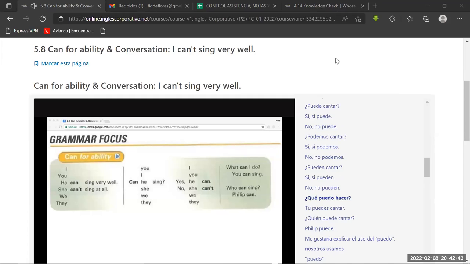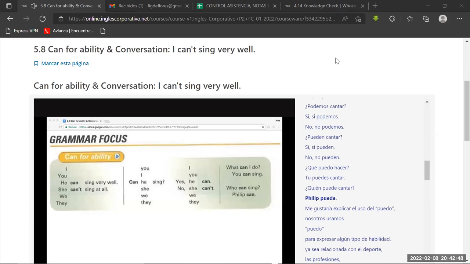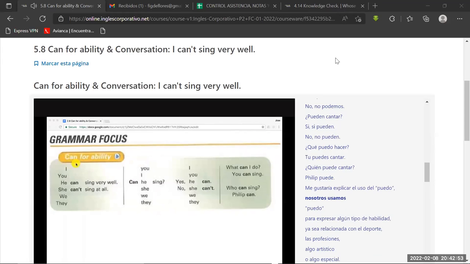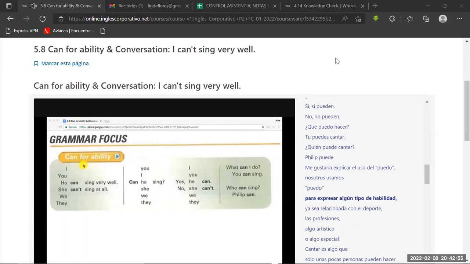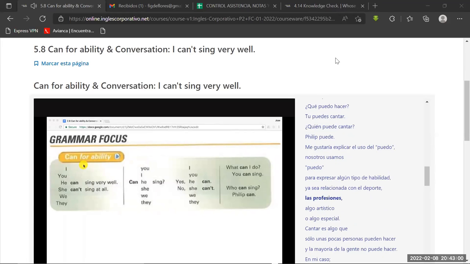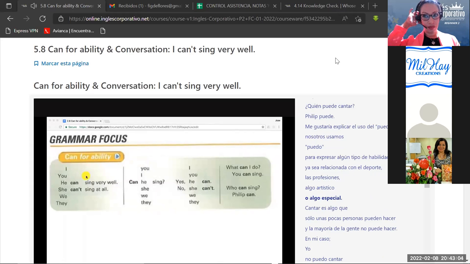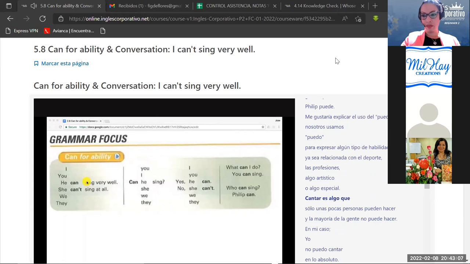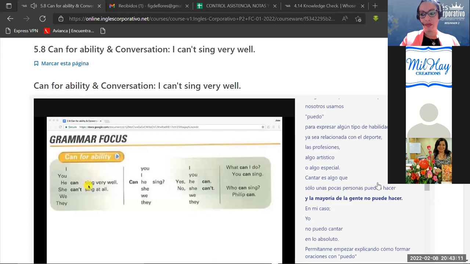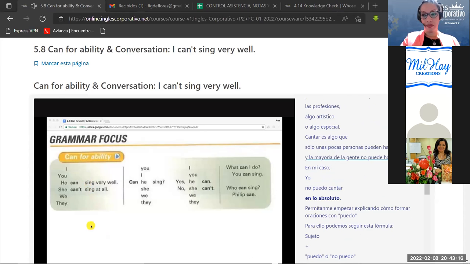What can I do? You can sing. Who can sing? Philip can. I would like to explain the usage of can. We can use can to express some kind of ability, whether that is related to sports, professional, something artistic, or something special. Singing is something that only a few people can do, and most people can't. In my case, I can't sing at all.